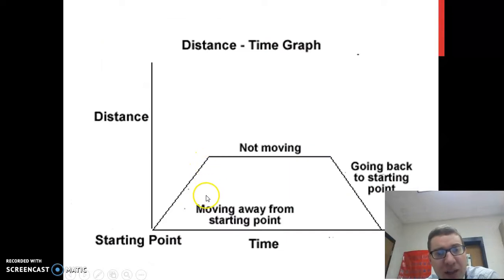All right. So here's another distance time graph. Our starting point's right here, our time's on the bottom, our distance is on the side. And as we go up, this is a steady speed. As time goes by, we're moving this distance away from our starting point. If we stop, it would be a flat line. And then if I start going down on a distance time graph, you're actually going back to the starting point. Your distance is decreasing as time's going by. So you're going back to your starting point.